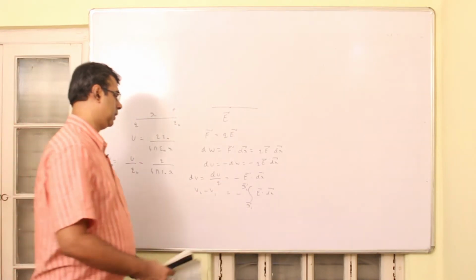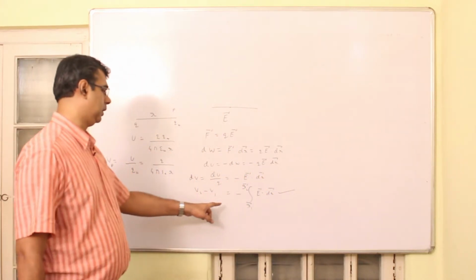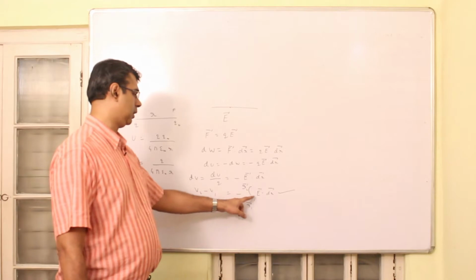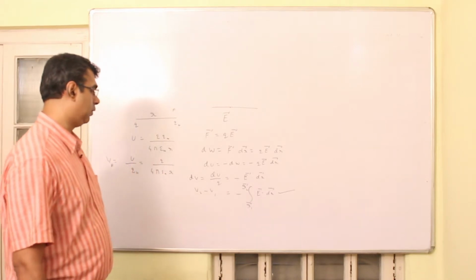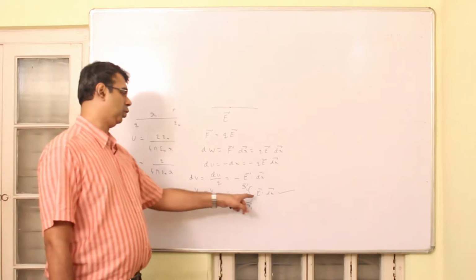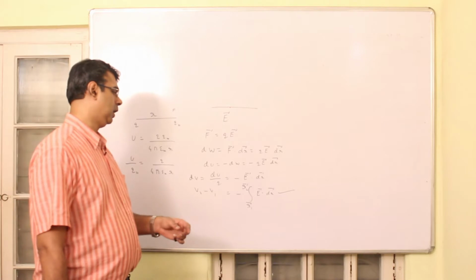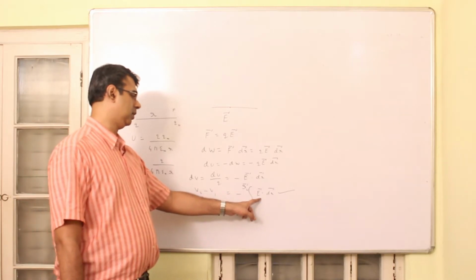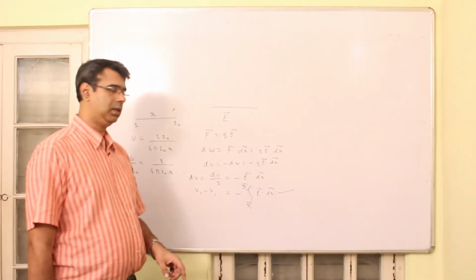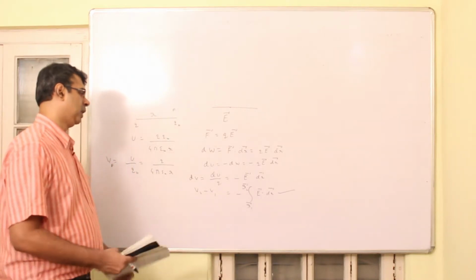Now how do we use these formulas? First of all, this formula, V2 minus V1 is equal to minus integral r1 to r2 E dot dr, is used in those situations where we know the electric field but we do not know the potential. So by using the field, we can calculate the potential.